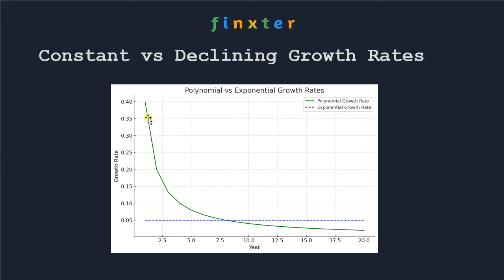And you see the polynomial growth rate is always declining. That's why it's polynomial in time. The growth rate declines over time. And even if in the beginning the growth rate might be much higher than the exponential growth rate, as it is declining, eventually it goes below the exponential growth rate that maintains the same small growth rate over time.